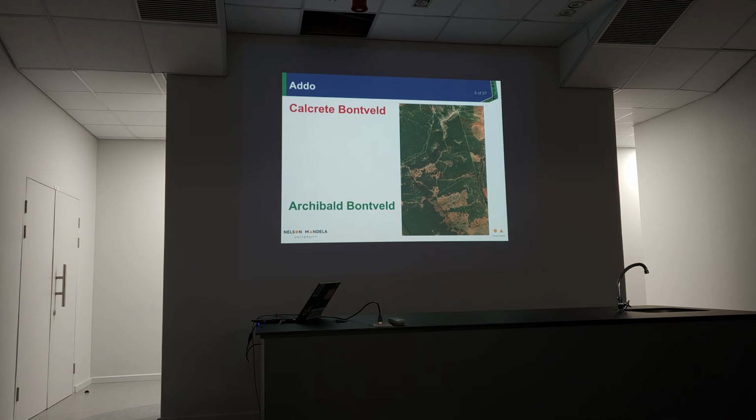So if I look at the same view, but using a Google Earth image, we have the Calcrete Bontveld up here, and these areas are Archibald Bontveld, and I'm going to call it Archibald Bontveld to differentiate it. Please note that you can almost spit from one into the other. They are close to each other.